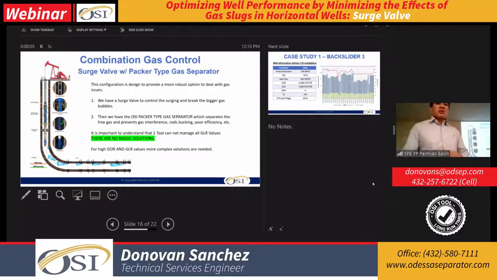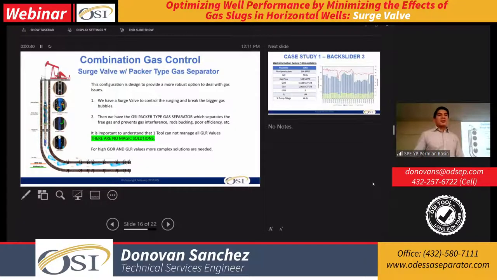As you saw in the video, the surge valve would typically be used in conjunction with our Packer type gas separator, because this is seen as a robust, complete system for the gas issues you're going to see in your well. First, you have the surge valve to control that surging and break the bigger gas slugs. You're going to be able to hold that fluid level above the Packer, whether higher or lower, but a consistent fluid level so that your pump is always able to pull fluid no matter how the well itself is producing. So you'll be a little bit more consistent.